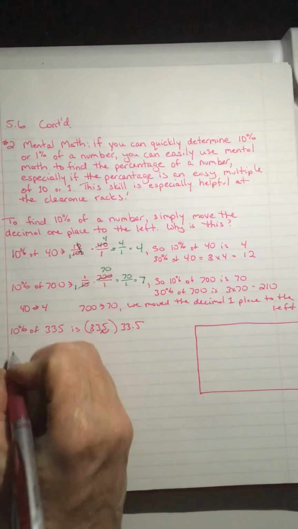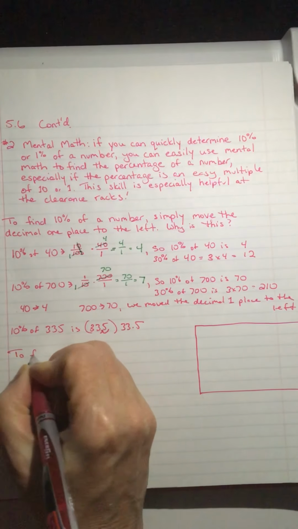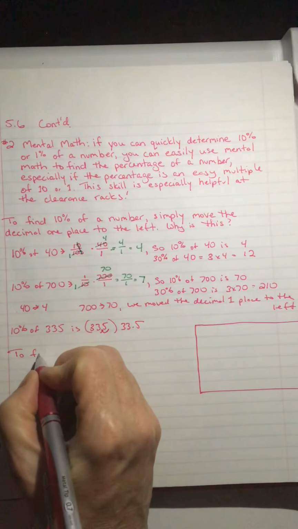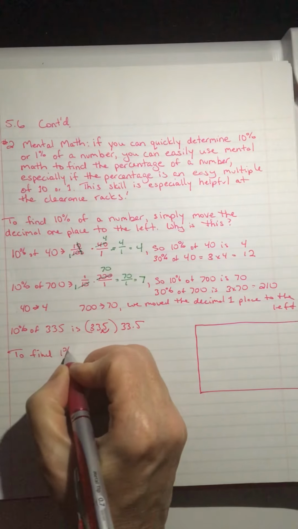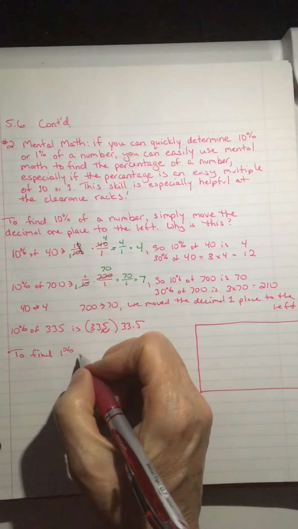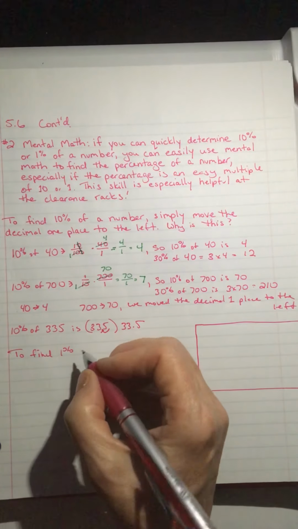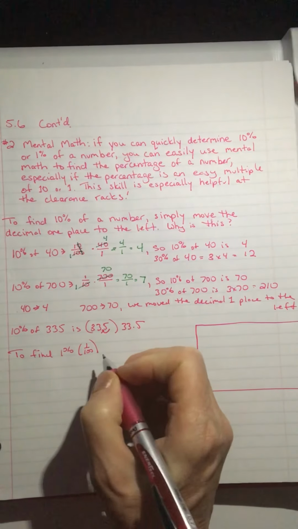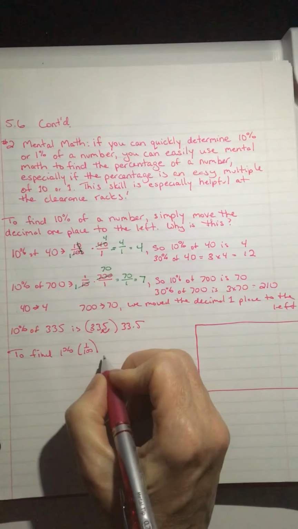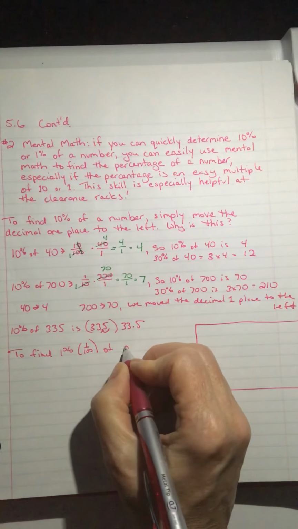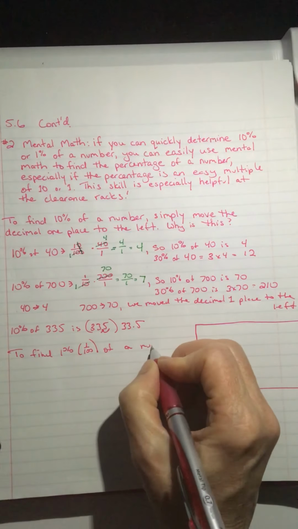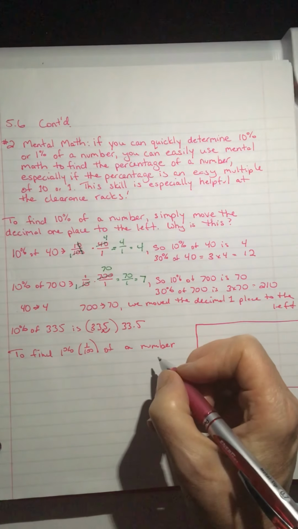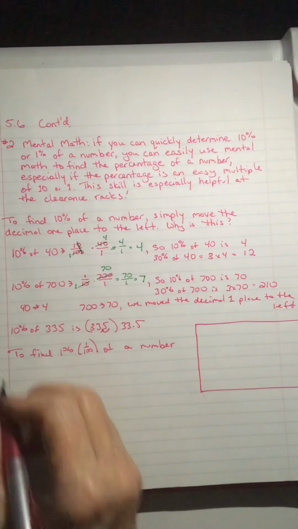Now, I talked about being able to find 1%. To find 1%, that's 1 out of 100 of a number, you're going to move the decimal twice to the left.